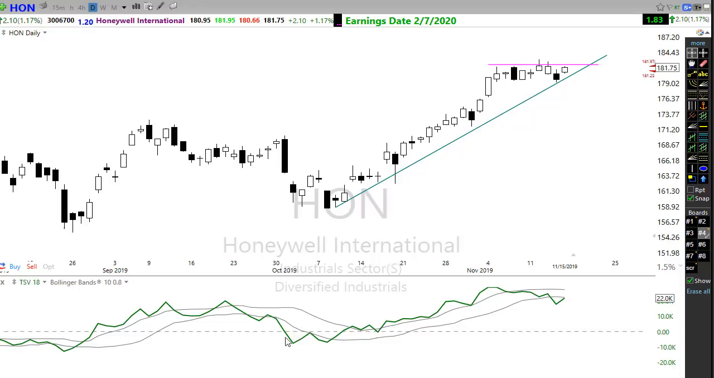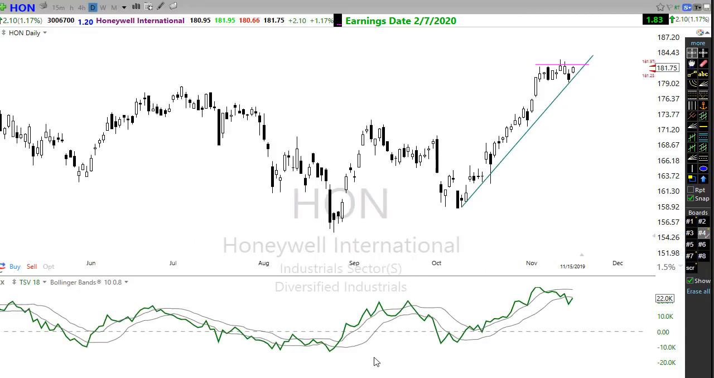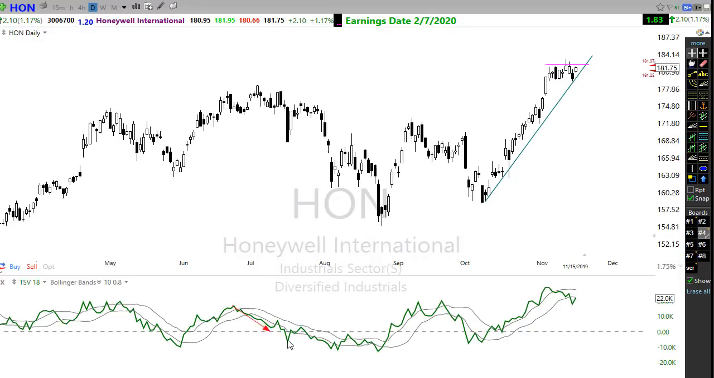Okay, it's easy to read. It's one of the reasons I thought this was brilliant. It's easy to read when we break down through the Bollinger bands that we're in a bearish move, and easy to read when we break above the Bollinger bands that we're in a bullish move.